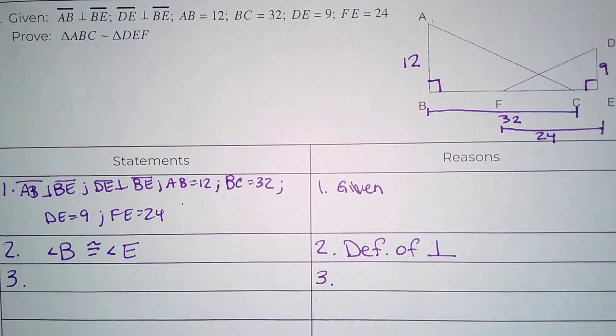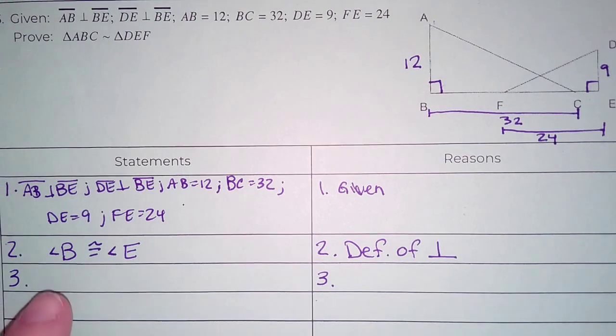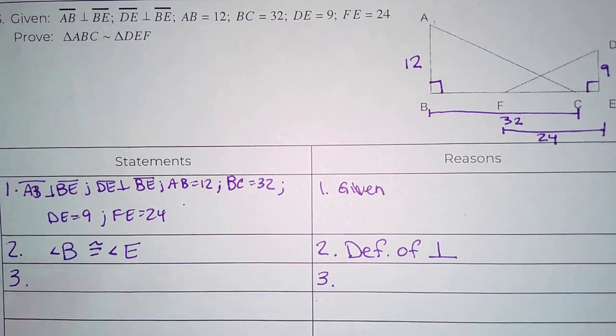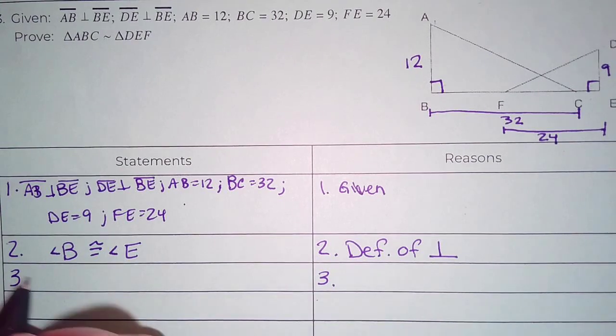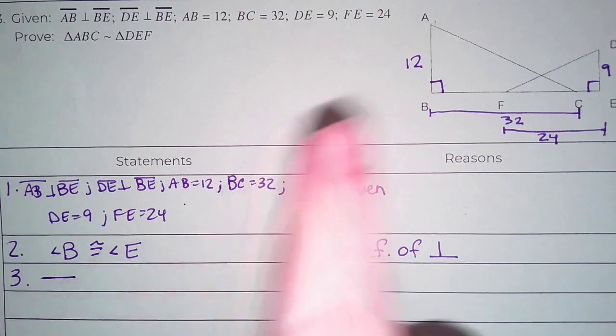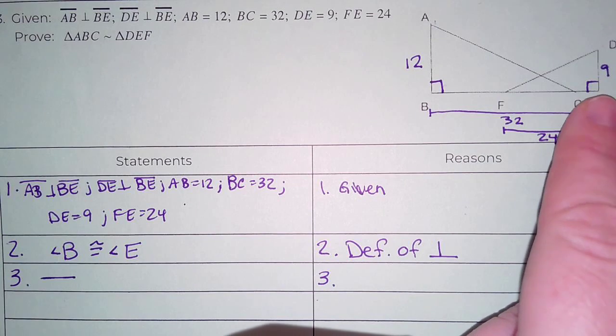This next step is going to be to start talking about the sides. So I need to set up a ratio from both triangles, and then I'm going to simplify. And I'm actually going to do it all in one step over here, so it is a little bit different than the last proofs that we've done. So let's set up a ratio from my triangle on the left to my triangle on the right.